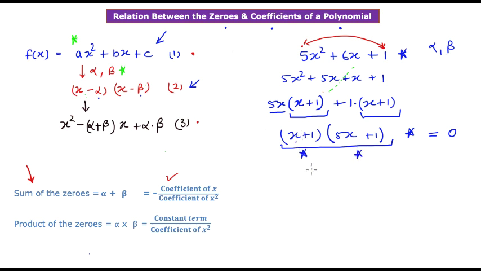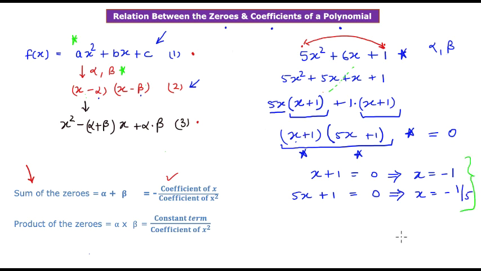If I simply take the first one, I say x plus 1 equals 0. That implies x is equal to negative 1. Or I could say 5x plus 1 is equal to 0. That will imply x is equal to negative 1 over 5. So there you go. Now you have your two possible zeros of this polynomial from where you started, right? So I would say alpha is equal to negative 1 and beta is equal to negative 1 over 5.